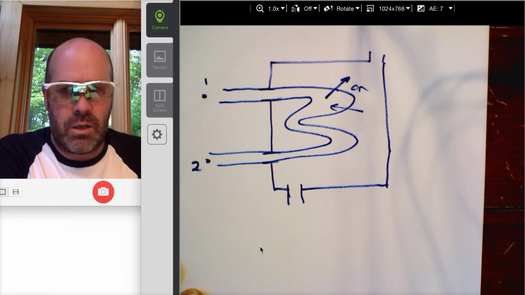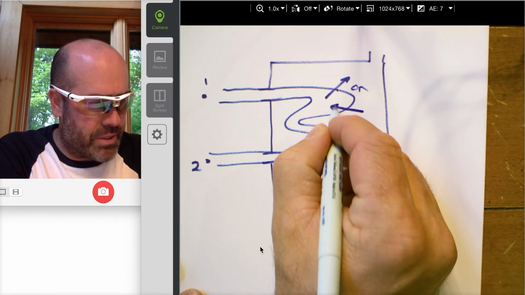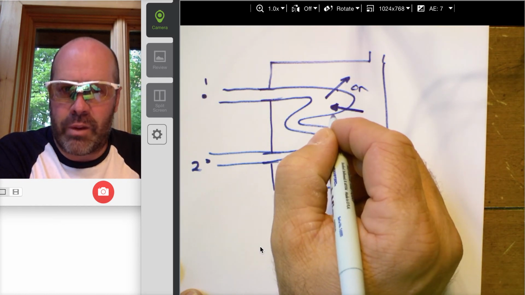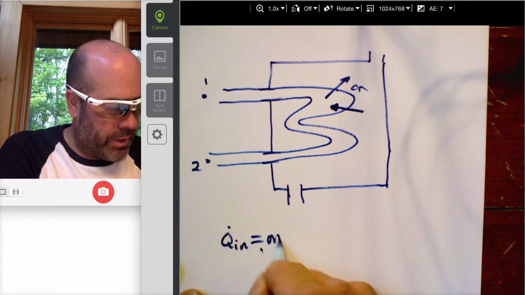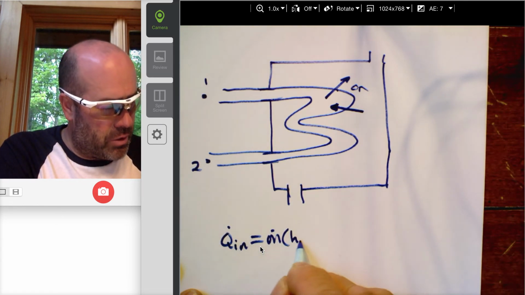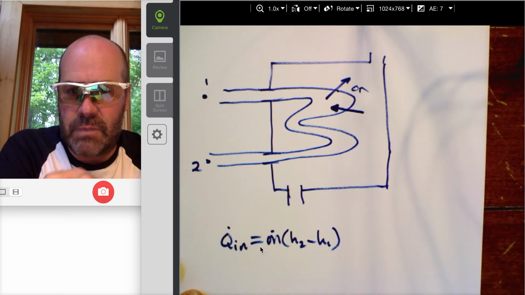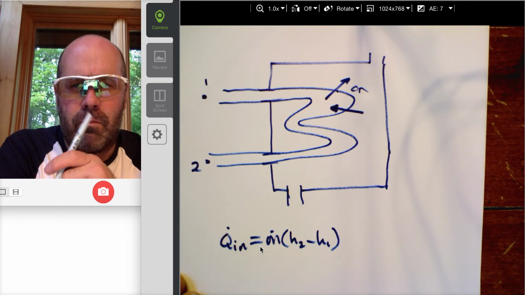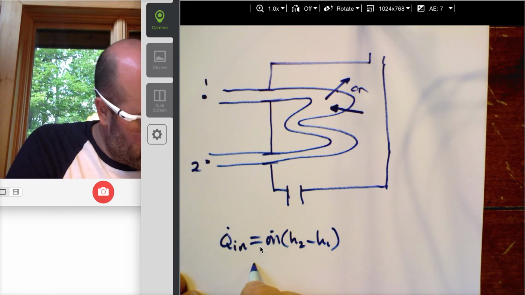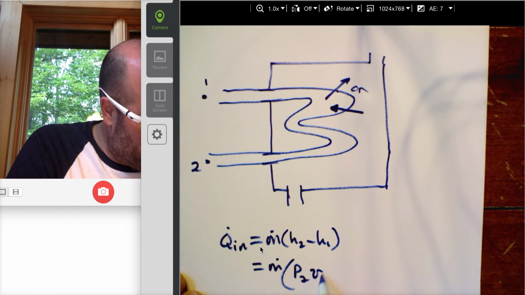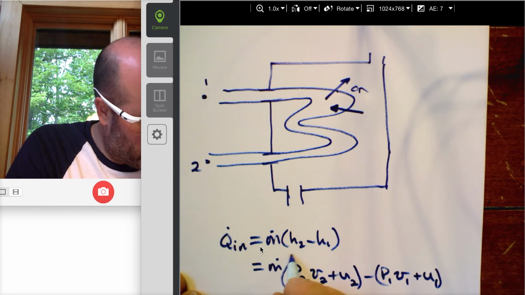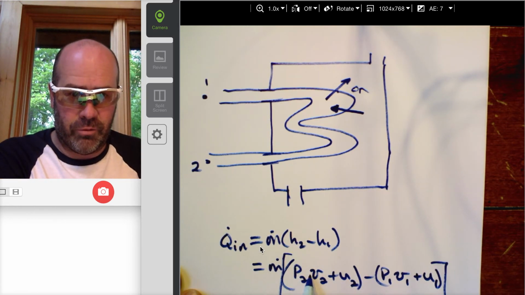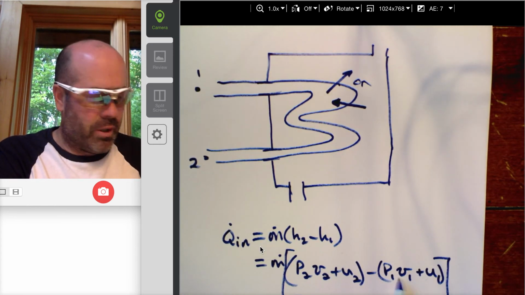What would the steady state first law look like, let's say that we have heat coming in, for the heat coming into the water, liquid water, in this pipe? And very quickly you're going to tell me Q dot in equals m dot of this water times H2 minus H1. And you are right. But if H is P2 V2 plus U2 minus P1 V1 plus U1, that's what H is. H2 is U2 plus P2 V2. H1 is U1 plus P1 V1.